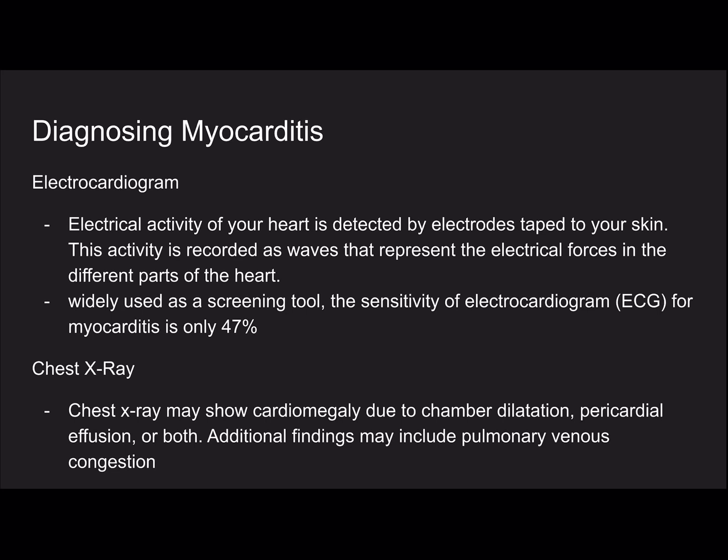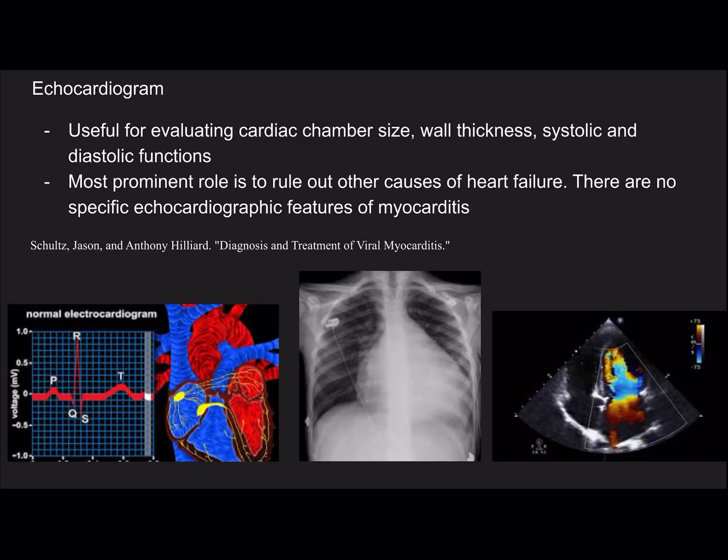The next way that doctors have been diagnosing myocarditis is with a chest x-ray. A chest x-ray may show cardiomegaly, which is an enlargement of the heart due to chamber dilation, or a pericardial effusion. A pericardial effusion is a buildup of fluid in the sacs around the heart. In addition to that, it may also find pulmonary venous congestion, which is a buildup of fluid in the lungs. And then the third way that myocarditis is being detected in patients is with an echocardiogram.